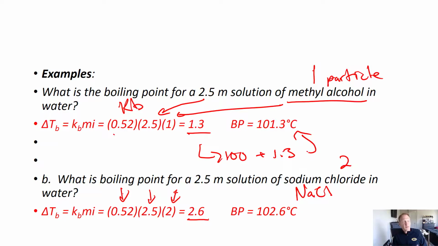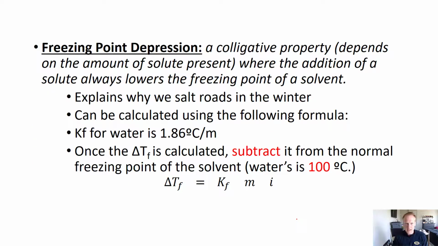The colligative property for boiling point changes, it doubles to 2.6, meaning the new boiling point is 102.6 degrees Celsius. That's all it is. The Kb will be given to you, the molality will be given to you. Your job is to just simply come up with how many particles this substance has. All right, here's another one.